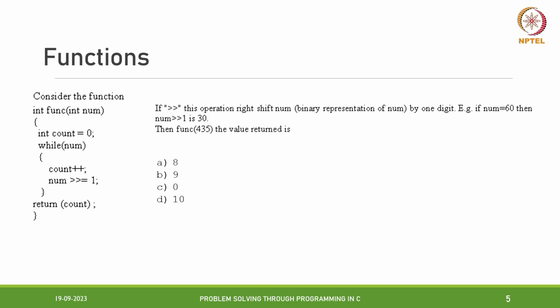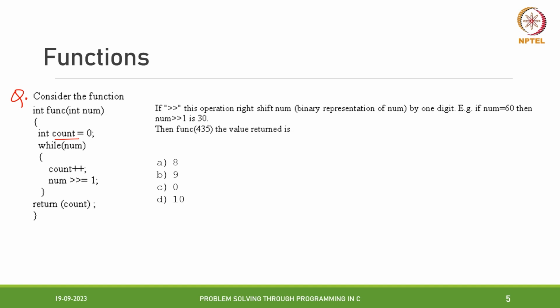Now, this is the next program. Next question. We have a function called func, and it is taking an integer num as input. We are setting an integer variable count to 0 initially. We are saying while num, that means this program will run until the value of num becomes 0. If num becomes 0, then the while loop will stop, but until then, if num is non-zero, it will keep on going.